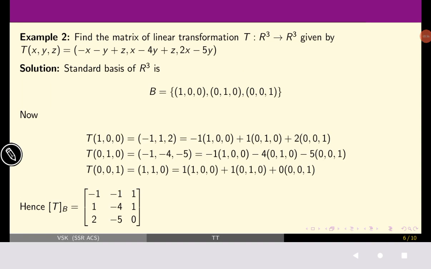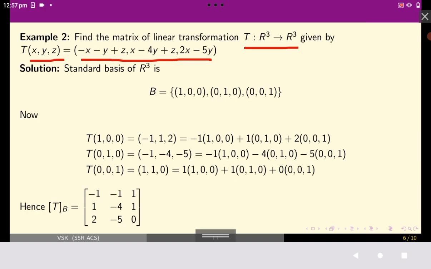Let us quickly see this example. Again, find the matrix of the linear transformation from R3 to R3 given by this. This is the definition: X, Y, Z goes to this. This is the first coordinate, this is the second coordinate, and this will be the third coordinate. Whenever the basis is not given, we'll take the standard basis. Because it is from R3 to R3, this is the basis.